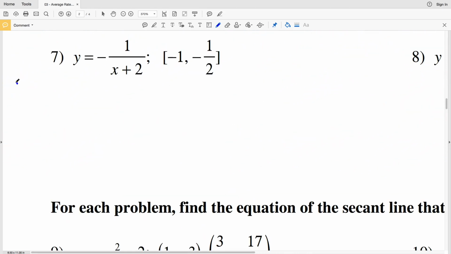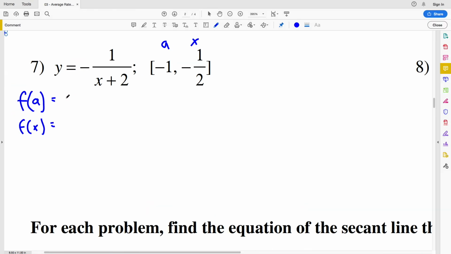In number 7, I'll calculate f of x, and I'll calculate out f of a. A is negative 1, x is negative 1/2. If we do f of a, we have f of negative 1, and f of x will be f evaluated at negative 1/2.